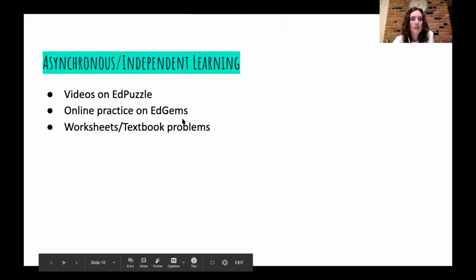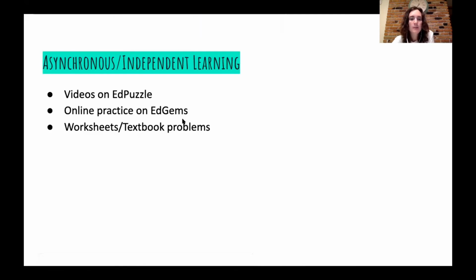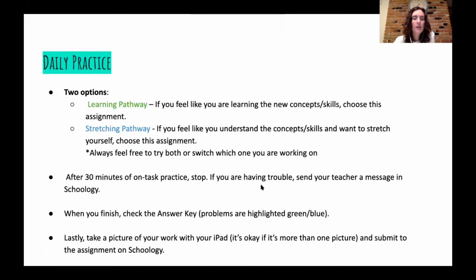Other asynchronous learning could be online practices. Those were the activities that I need to enable on EdGems. That also gives students immediate feedback and gives me feedback of where the student is in their learning. Another form could be worksheets and or textbook problems, and I will go over more of that in a moment. There will be other forms of learning, but those are the three that as of now I'm envisioning for remote learning.